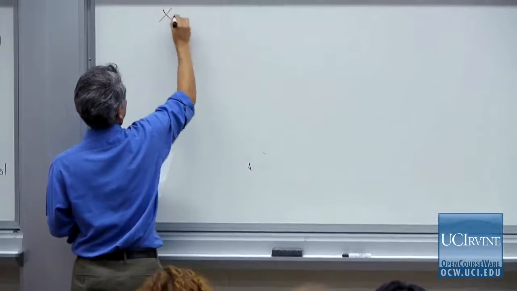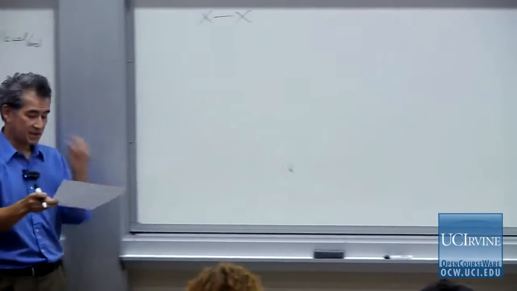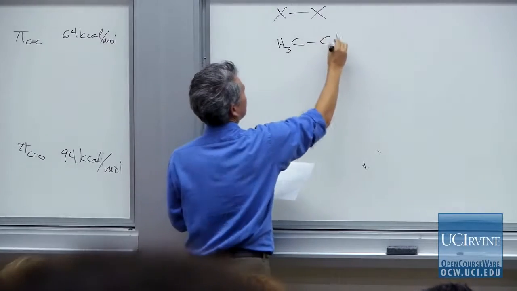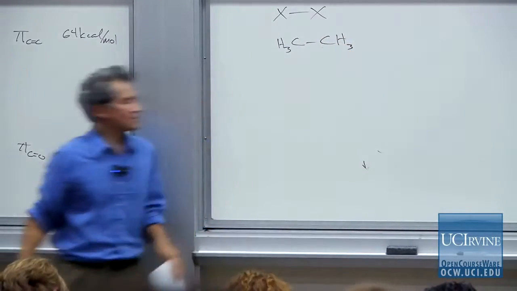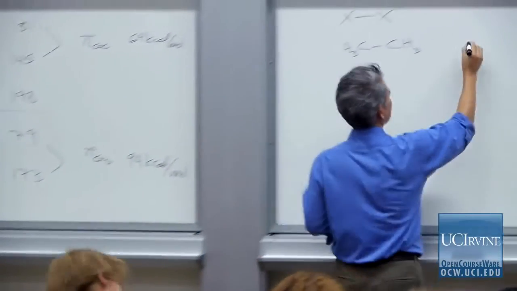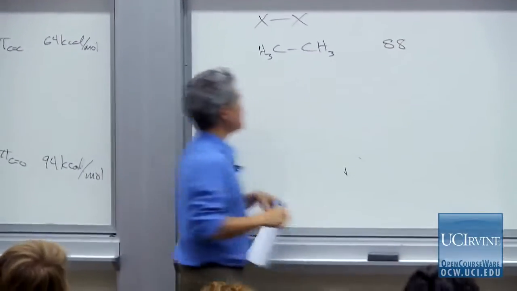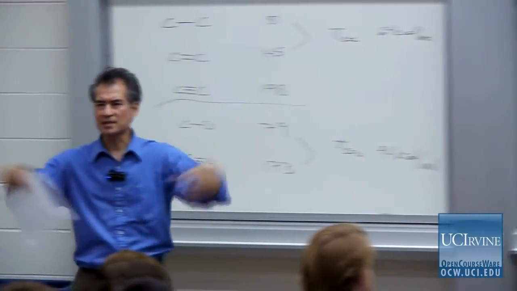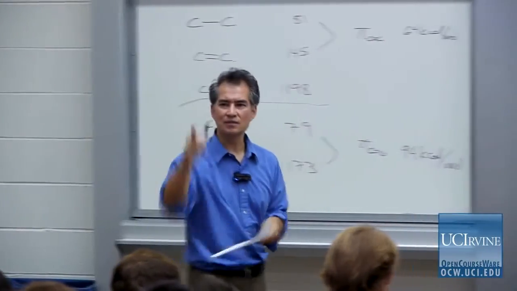Okay, now let's look at bonds where the two atoms are the same. Carbon-carbon bonds are sort of unique in this respect because they're not super weak, but they're not strong. They're just sort of right in between. But if you stay in the second row, where atoms are about the same size: carbon, nitrogen, oxygen, fluorine.